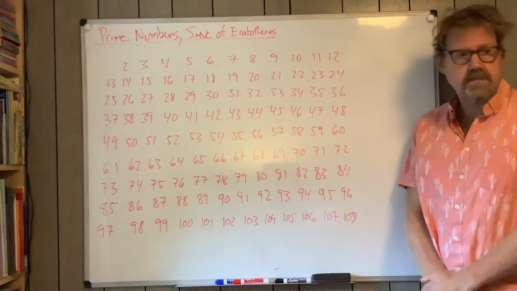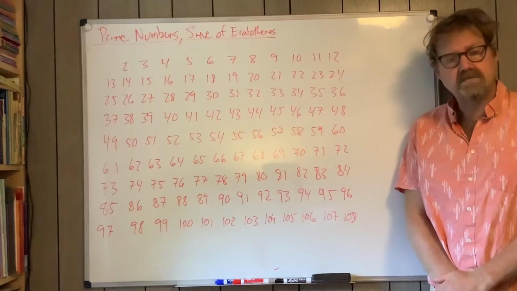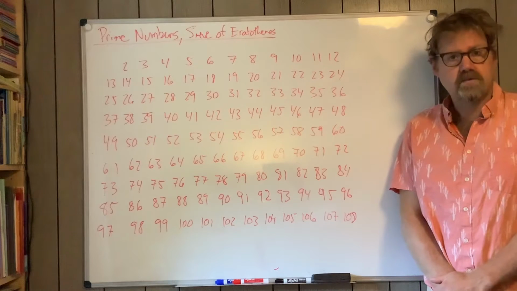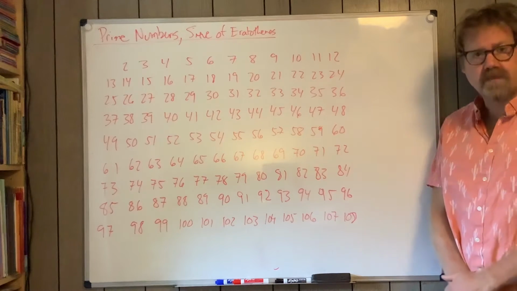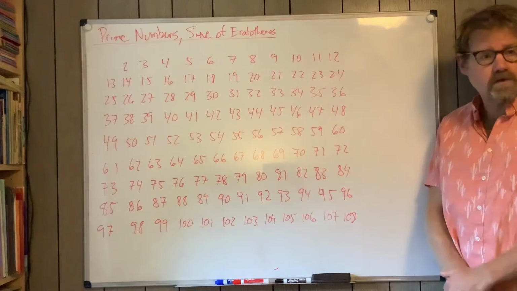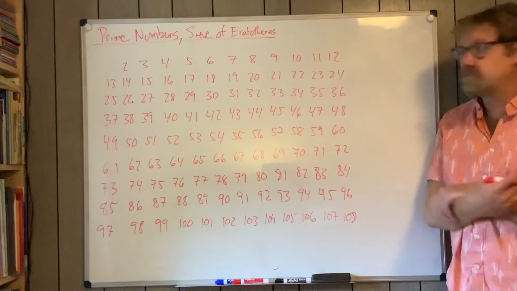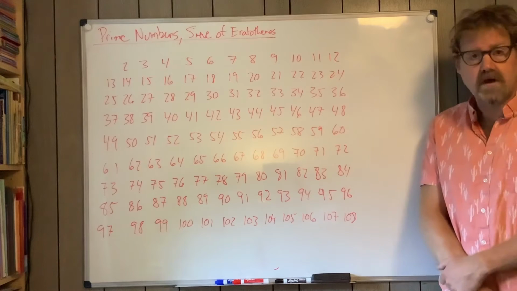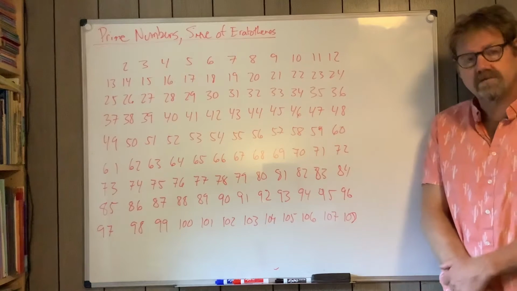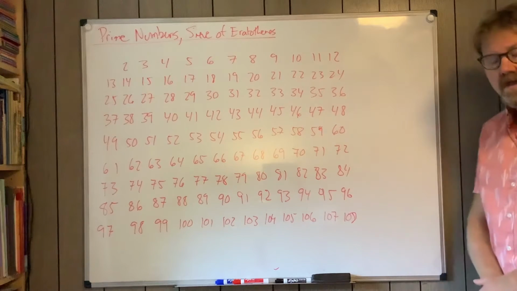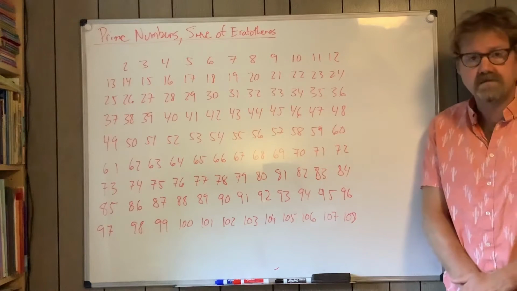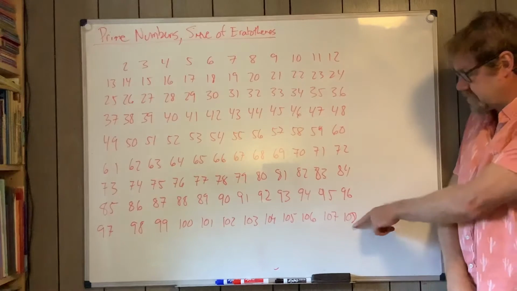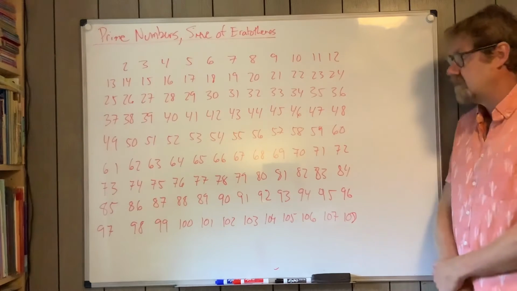Okay, so this video is a little bit about prime numbers and what is called the sieve of Eratosthenes. So again, just to remind you, a prime number has only two factors, one and itself. And so what we're going to do is use this to try to find prime numbers up to 108 in this case.